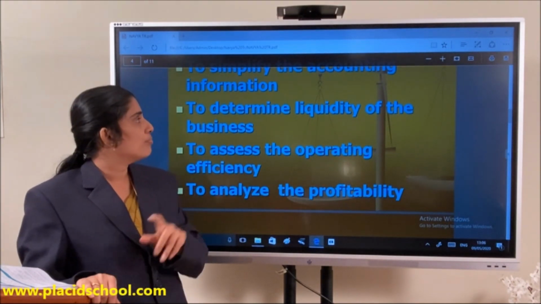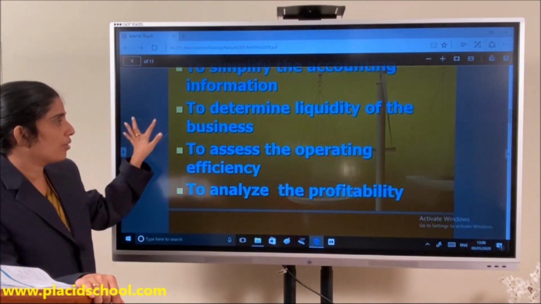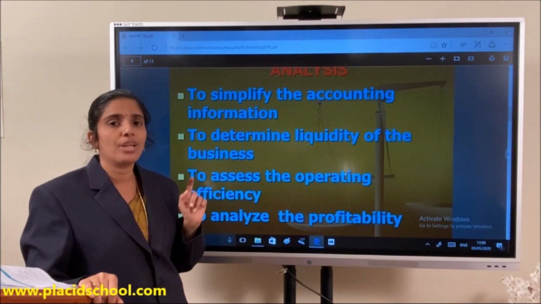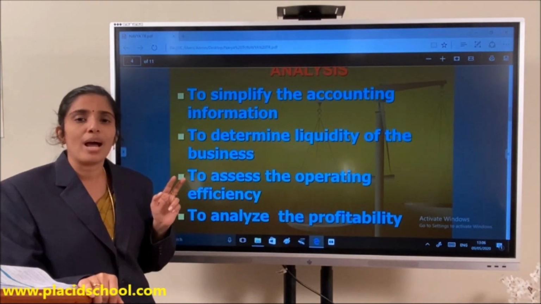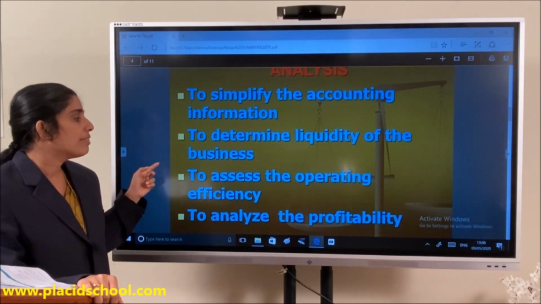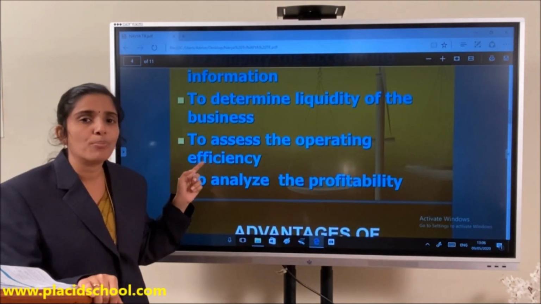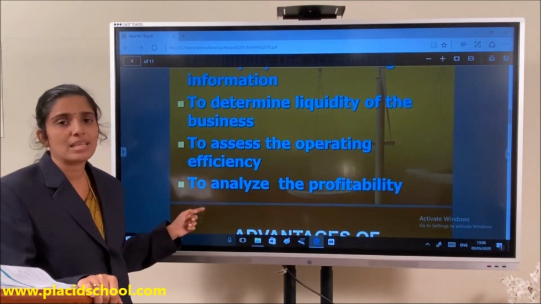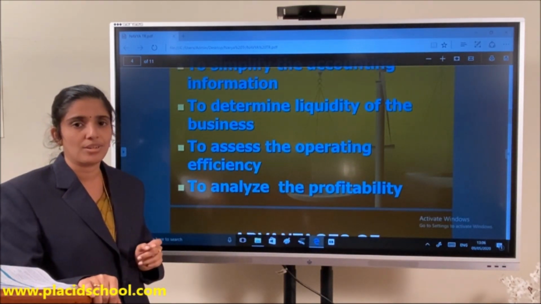So these are the main objectives of ratio analysis. First one is to simplify the accounting information. Second one is to assess the liquidity position of the organization. Third one is to evaluate the operating efficiency of the organization, and the last one is to analyze the profitability of the organization.